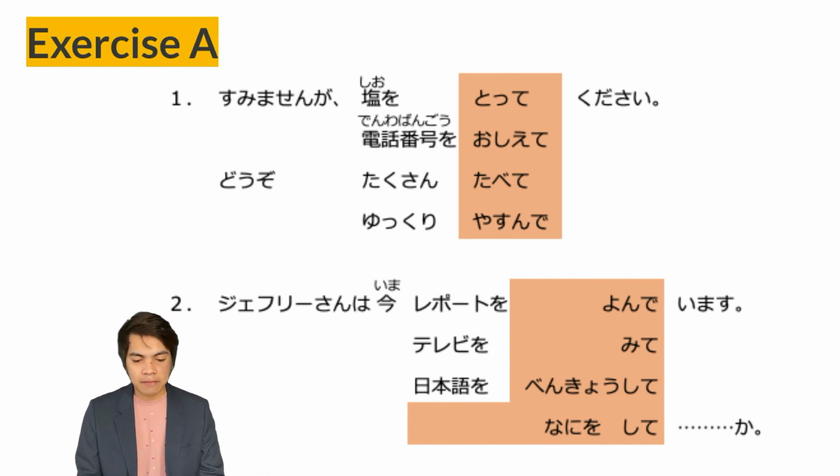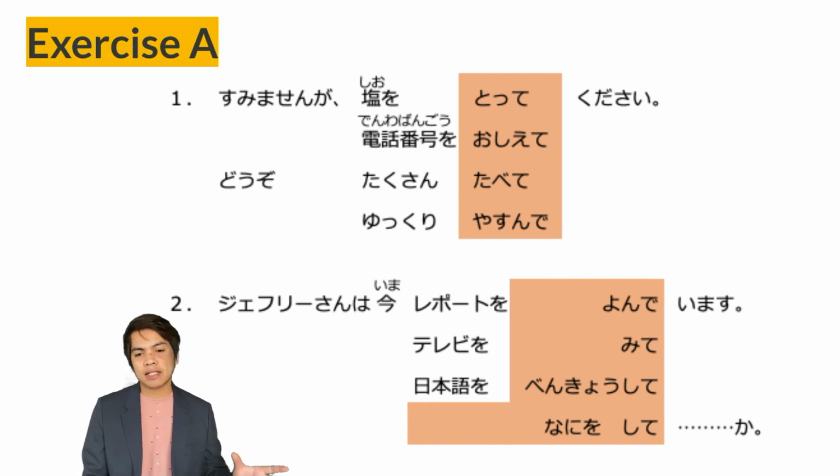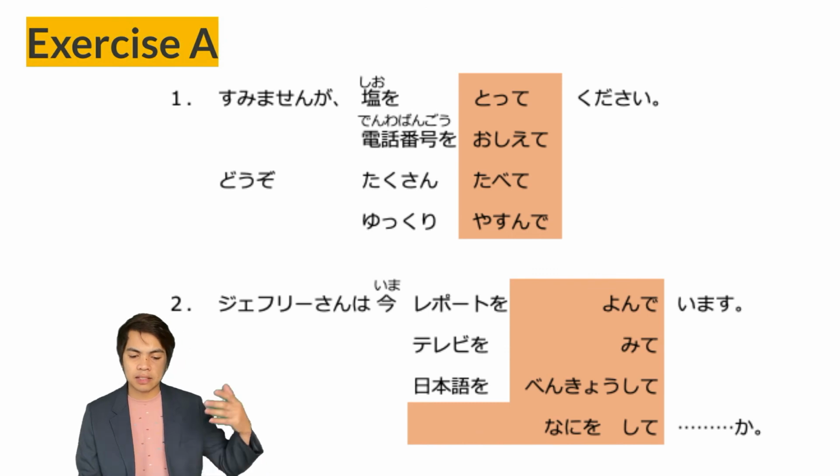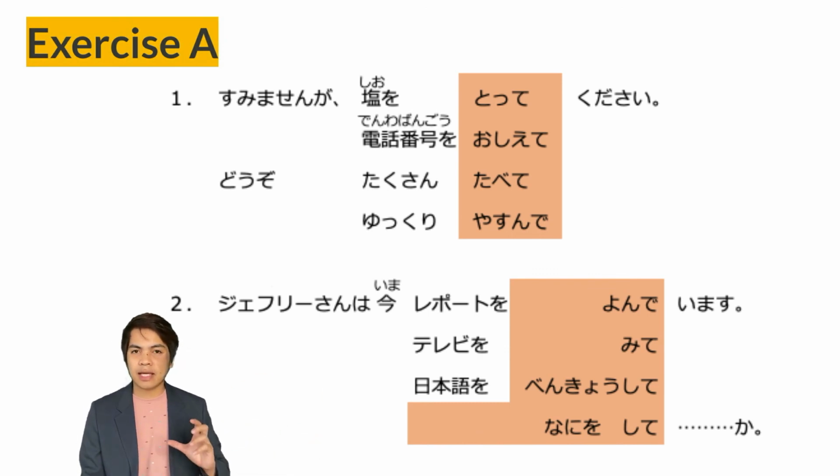So the interrogative, Jeffrey-san wa ima nani o shite imasu ka? Nani o shite imasu ka? So this interrogative sentence is used to ask someone, what are you doing? Or what is someone doing? Nani o shite imasu ka?